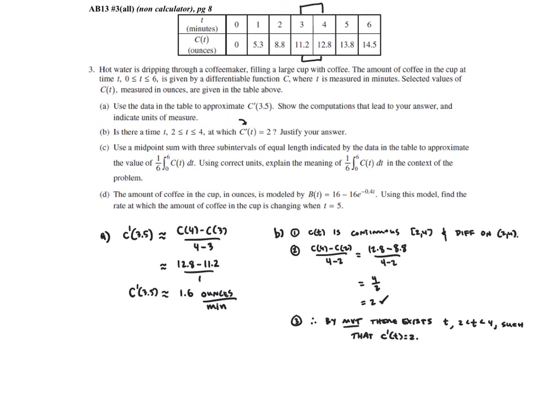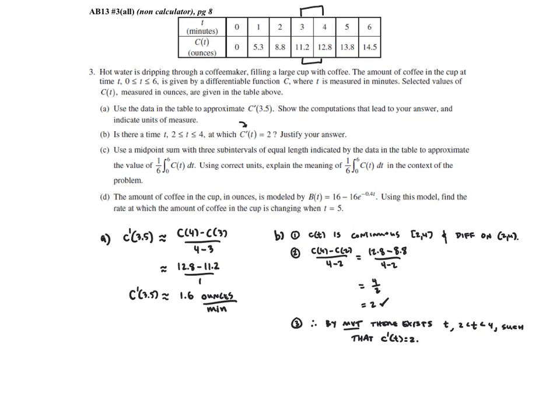Use the midpoint sum with 3 subintervals of equal length indicated by the data in the table to approximate the value, in this case, the average value of C of t over that interval. That means the average amount of coffee in ounces during that time frame. So we're going to use a midpoint sum with 3 subintervals. So let's talk about those 3 subintervals. The first interval would be from 0 to 2, the second interval from 2 to 4, and the third interval from 4 to 6.